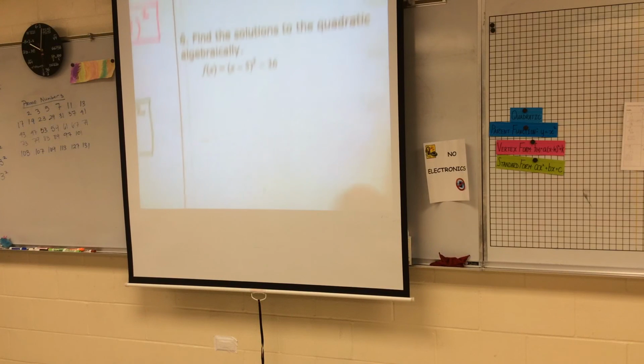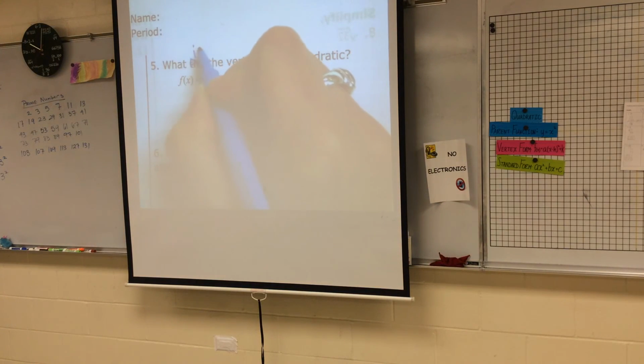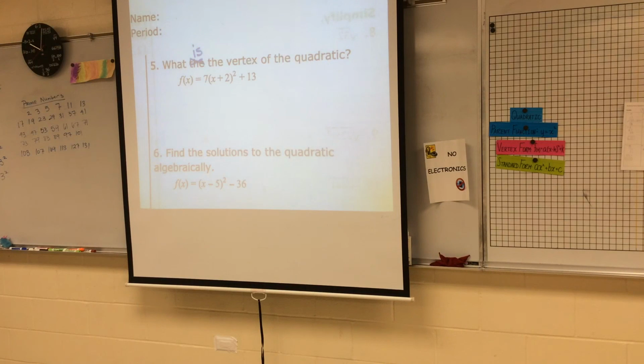Number 5. Number 5 should say, what is the vertex of the quadratic? I apologize for my typo. What happens when I don't read it three times? I just read it twice.